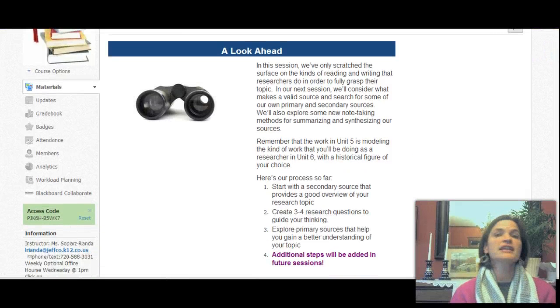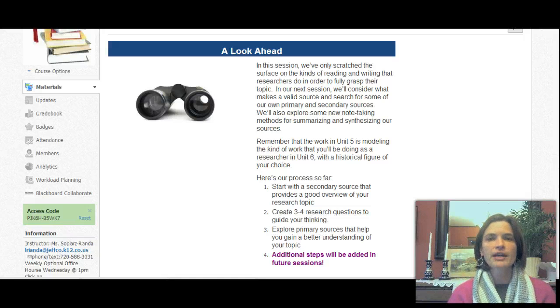Okay, and then looking ahead to the next session, right now we're only scratching the surface on the kinds of reading and writing that researchers do in order to fully grasp the topic. So right now we've only started the process. We started with a secondary source that provides a good overview of the research topic, which was the encyclopedia. And then we created 3 or 4 research questions to guide thinking. And then we explored primary sources that help you gain a better understanding of your topic. Remember that primary source was the actual interview with MLK. That is a primary source. So those are only the first few steps. The next steps will be in the next 2 sessions.